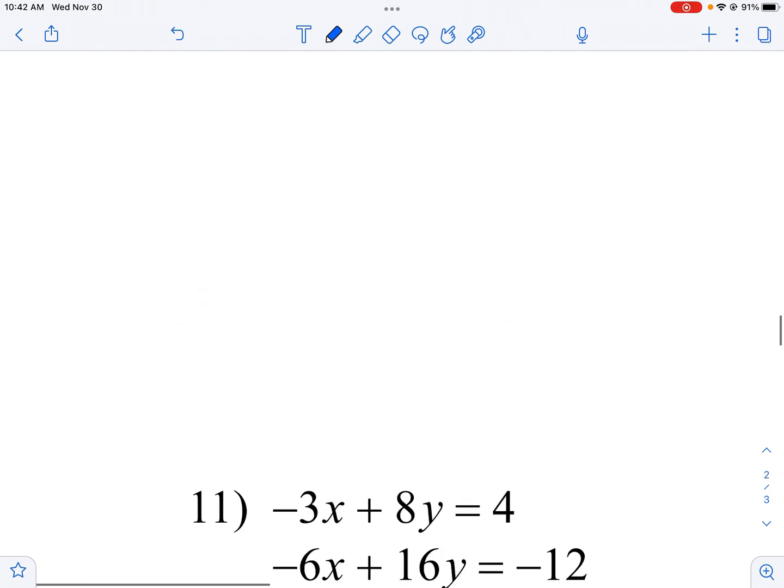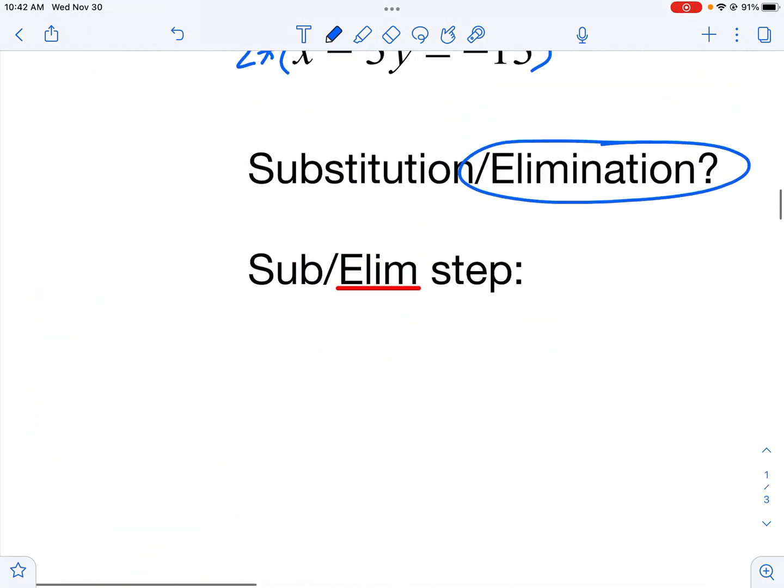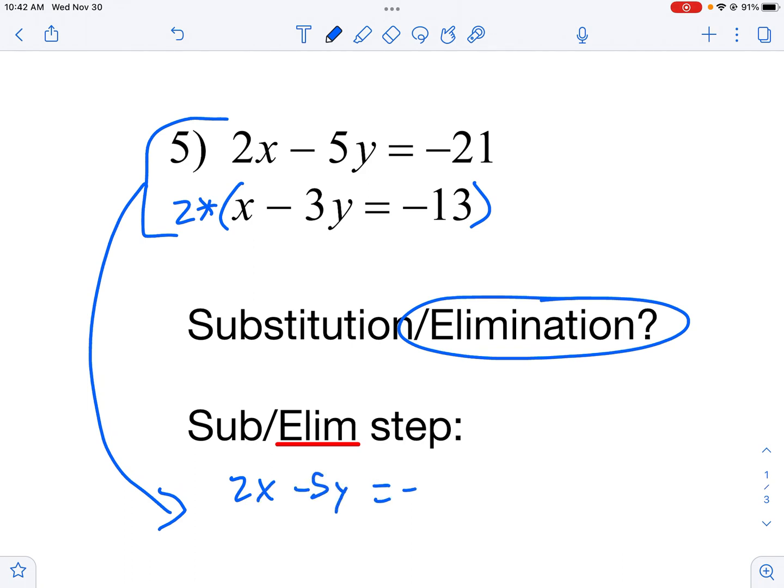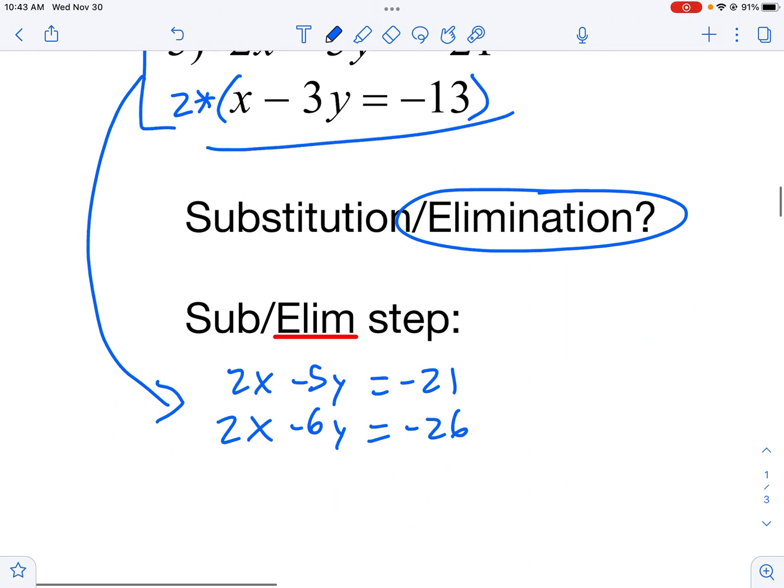Let's do one that's a little bit harder for the elimination. I skipped over number 5. It's a little bit hard for eliminating. So I'm going to take my second equation and times it all by 2. So I'm going to take this and rewrite it down here. So I got 2x minus 5y on the top equals negative 21. And then I'm going to have 2x minus 6y equals negative 26. I'm taking that entire second equation and times it all by 2.